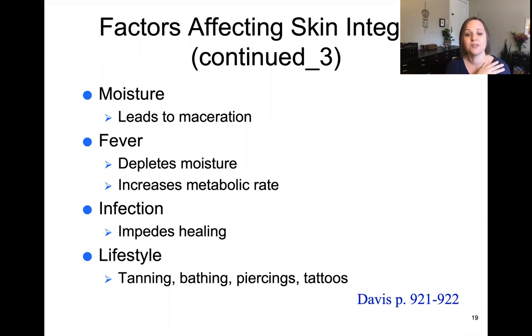A fever can also cause problems with your metabolic rate and moisture and lead to problems with skin repair. An infection is going to impede healing because the body's already working on trying to heal the body, and its reserves and its ability to fight all of this off becomes overwhelmed. And then things like lifestyle choices, tanning, bathing, piercings, and tattoos can have factors on skin integrity.